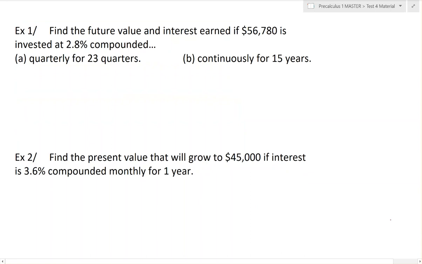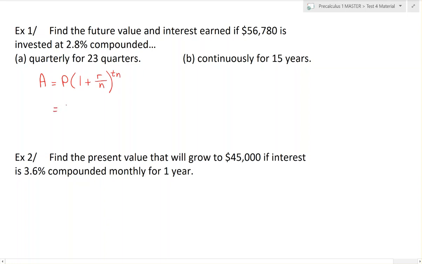So we want to find the future value and interest earned if $56,780 is invested at 2.8% and compounded quarterly for 23 quarters. So let's first write the formula that we use. It's the ending amount is going to be your principal times 1 plus r over n to the tn, and fill in what we know.